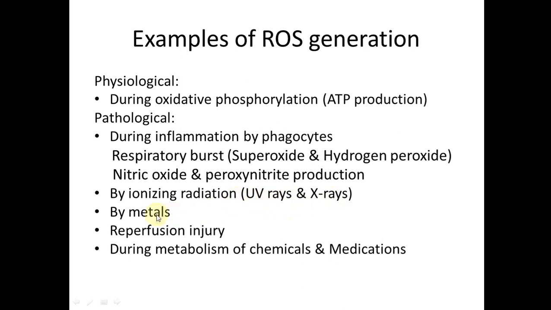radicals. The metals, for example, copper and zinc, will also generate free radicals when they are in free form in the circulation. Another example of the generation of free radicals or reactive oxygen species is the reperfusion injury. When a tissue becomes ischemic due to decreased blood supply, free radicals are produced.